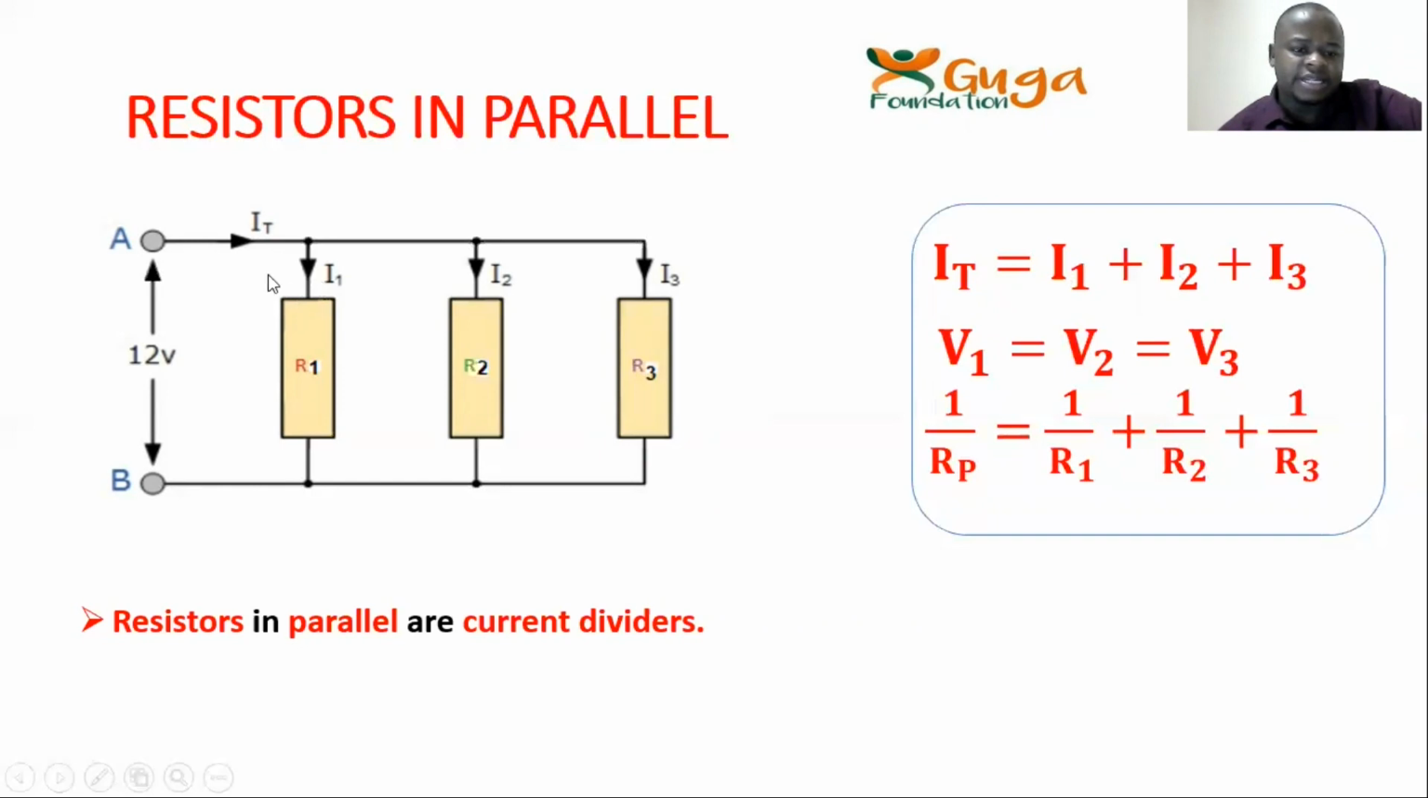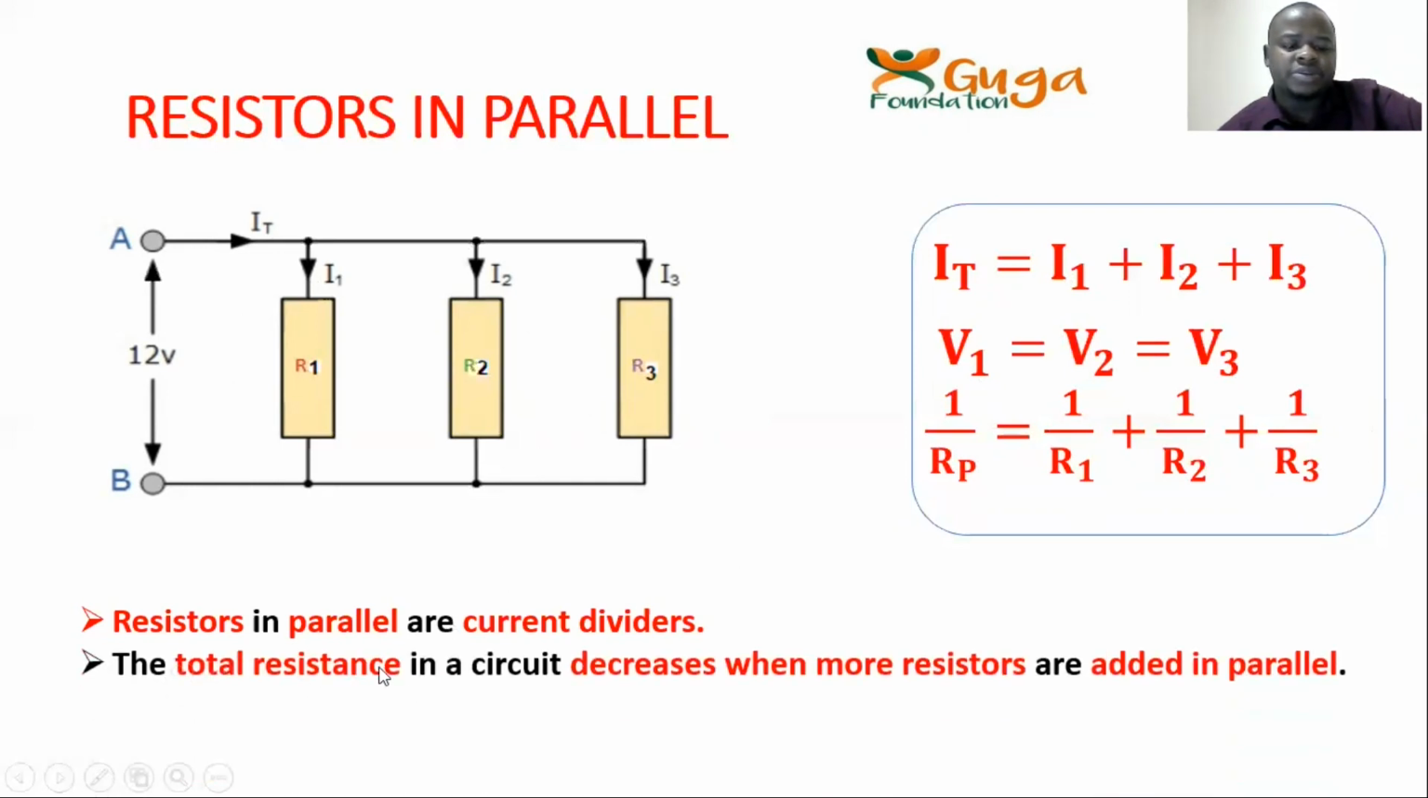But the potential difference in each and every resistor here is the same, right? Potential difference is the same. And for the resistance, you say 1 over Rp is equal to 1 over R1 plus 1 over R2 plus 1 over R3. You know this, right? The total resistance in a circuit, and this is also important, decreases when more resistors are added in parallel, because of the reciprocals. That's why when you've got a lot of resistors in parallel, the total resistance will decrease, unlike in a series circuit.